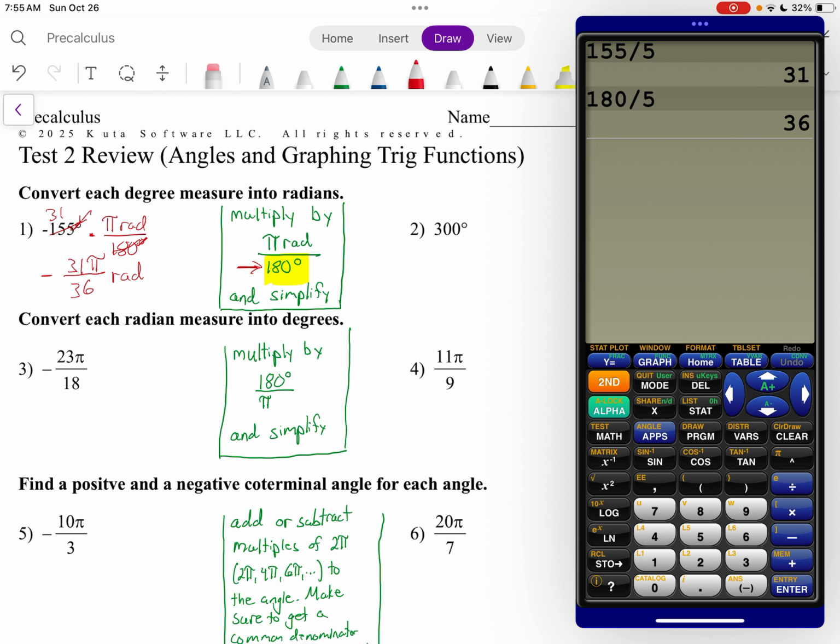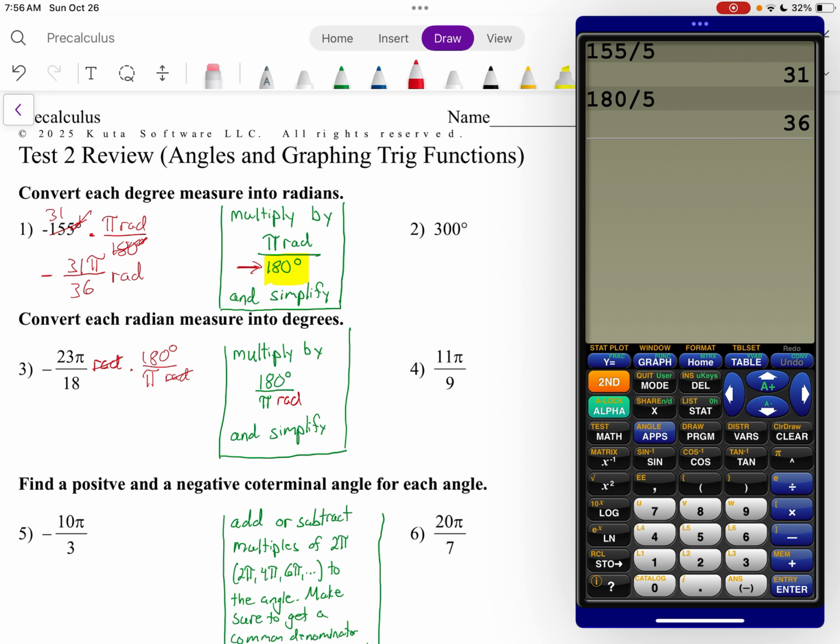Number 3 and 4, it says convert each radian measure into degrees. So this time we want to cancel the radians, and so the radians needs to go in the denominator. Again, this is radians. We could write that there. We don't need to. We could put radians down here. And so we're going to multiply by 180 degrees over pi radians. Now notice here, radians cancel.